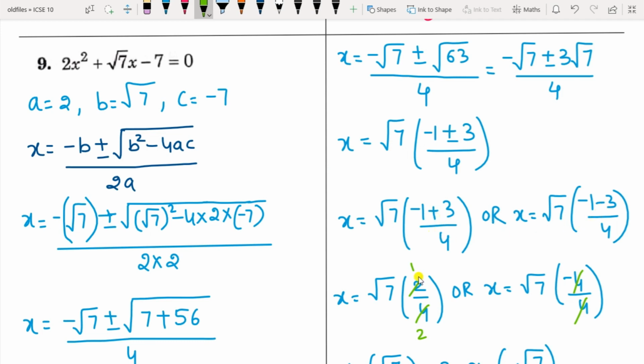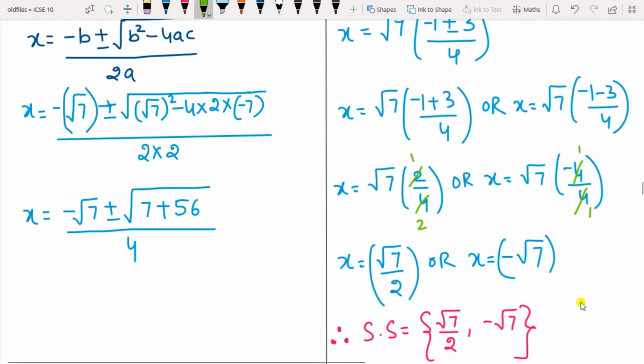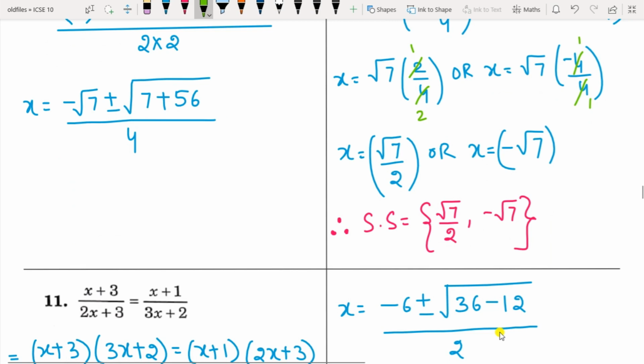So this will be 2 by 4, do the cancellation, and it will be here minus 4 by 4. Here also do the cancellation, it will be 1. And you will get here root of 7 by 2, and it is minus root of 7. So these are the solution set or the roots of the given equation.